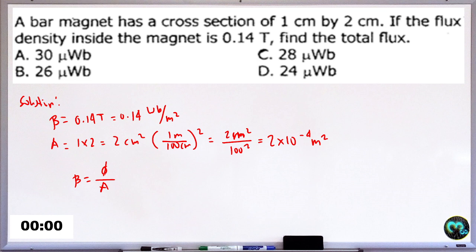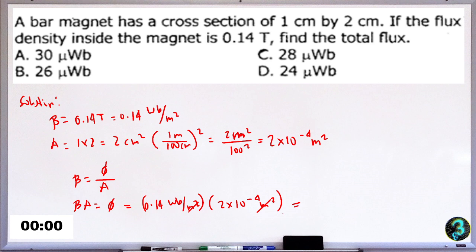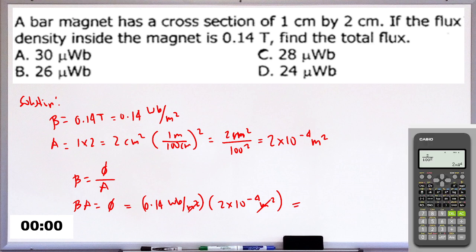So, ang hinahanap natin is flux. Okay? So, ilipat sa kabila. So, we have flux density times the area is equal to flux. So, that will be equal to 0.14 Weber per square meter times 2 times 10 to the power of negative 4 square meter. So, dito makakancel natin yung square meter. So our answer will be in Weber, no? So 0.14 times 2 times 10 to the power of negative 4. So we have 2.8 times 10 to the power of negative 5.